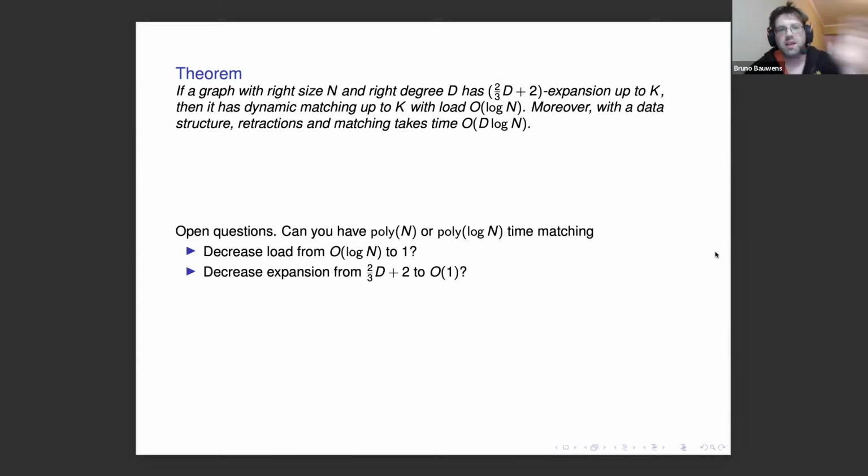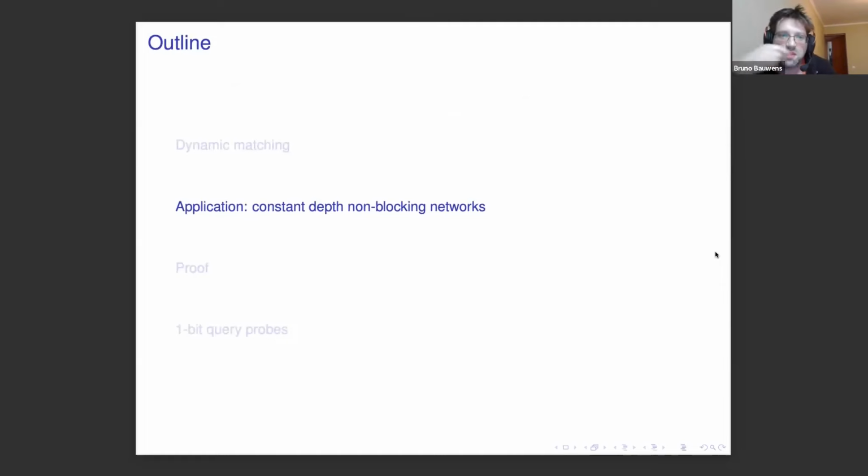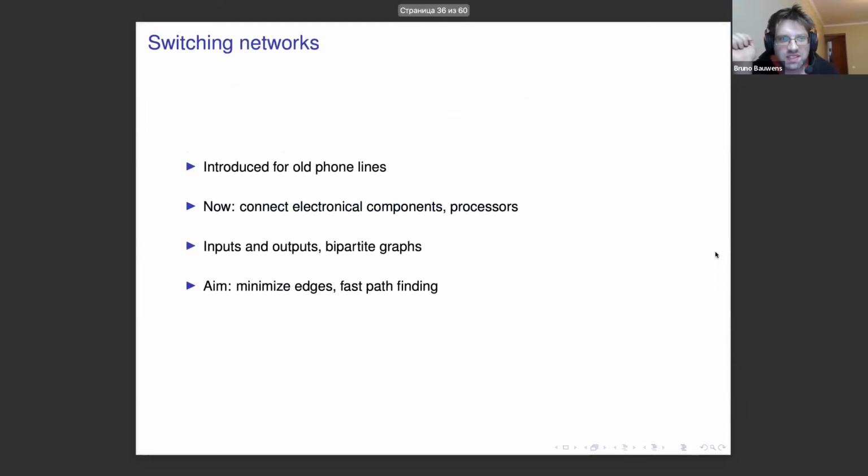Maybe there is hope. Okay, but let's continue, and let's do some mathematics instead of definitions. So let's go to the next slide. Oh, sorry, I will explain the application, so more definitions, but then we go to the proof. So what are switching networks?